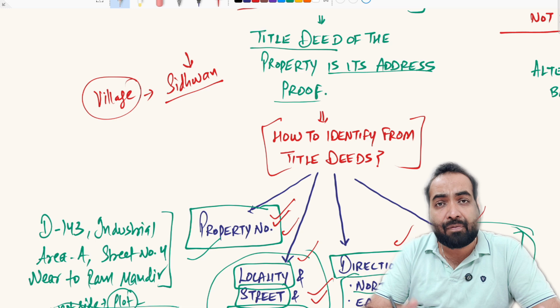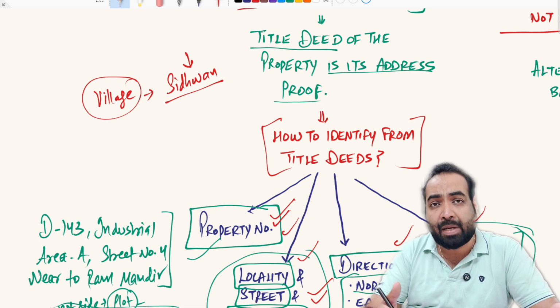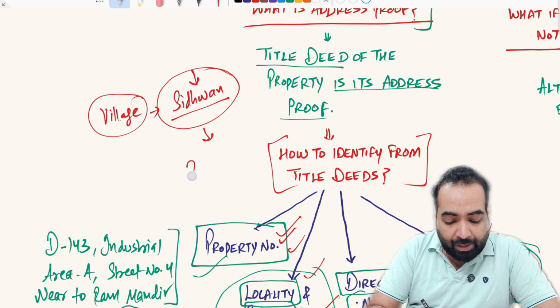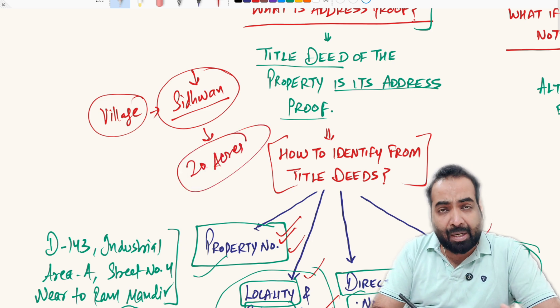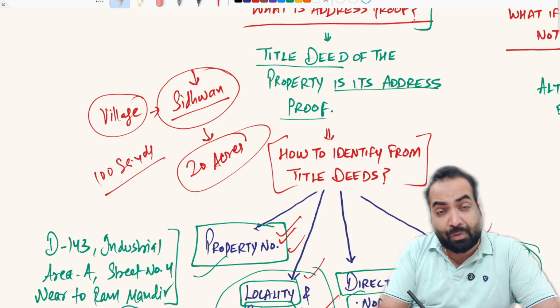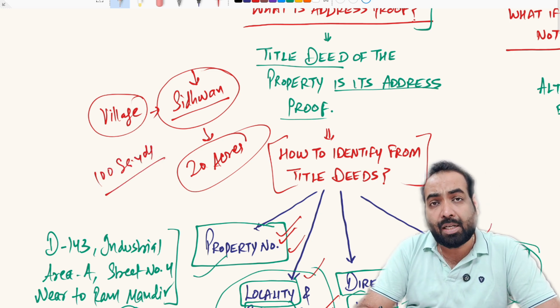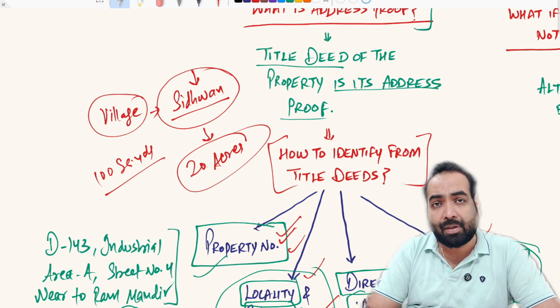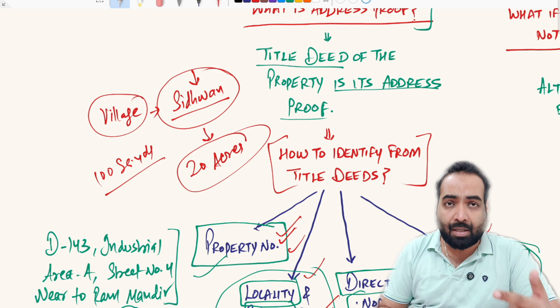How will I identify where the actual property is located in the whole village? The village could be spread across 20 acres of area. How can I identify where my property of 100 square yards is located in those 20 acres, right? So it is not always the case that you can identify the property from the title deed, but still banks are giving the loan. So how are they giving the loan on such properties which are not properly identified in the title deeds? There is a way.